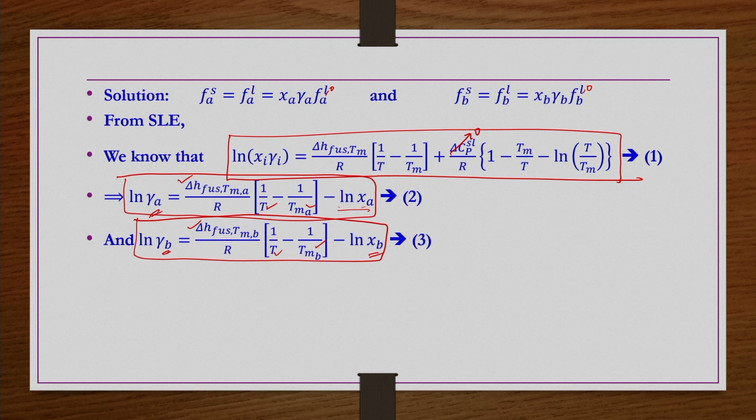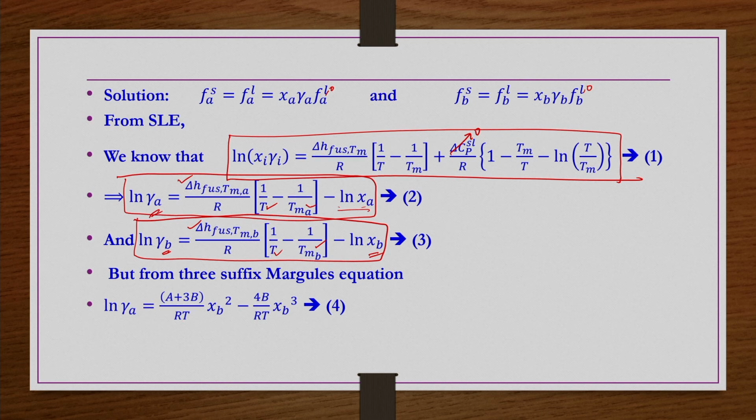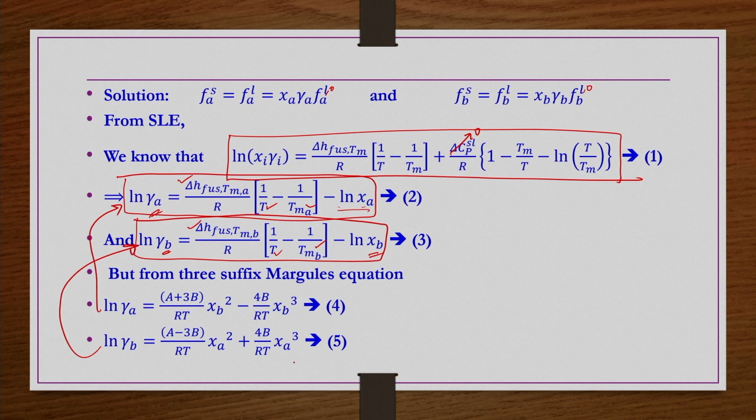So, we do not need them; we need the corresponding 3 suffix Margules parameters A and B. So, whatever the 3 suffix Margules equations are, the corresponding ln gamma A and ln gamma B equations we have to use. From the 3 suffix Margules equation, we have ln gamma A is equal to A plus 3b by RT xb square minus 4b by RT xb cube, and then ln gamma B is equal to A minus 3b by RT xa square plus 4b by RT xa cube. Now, in place of ln gamma A, you substitute this one, and in place of ln gamma B, you substitute this one.